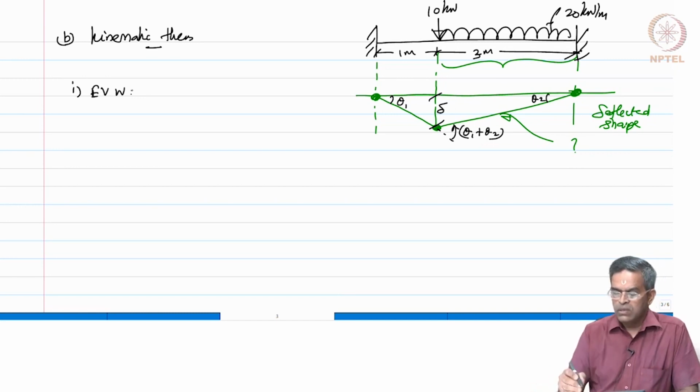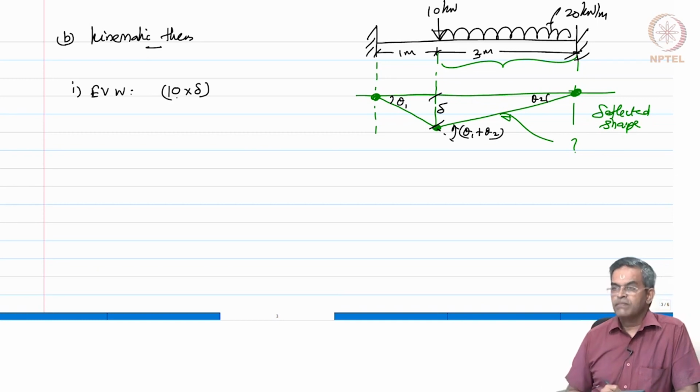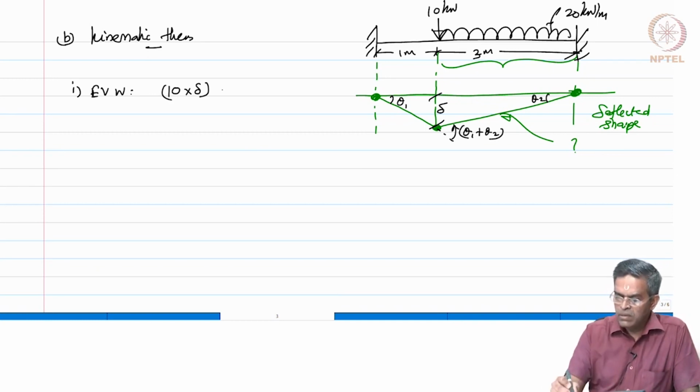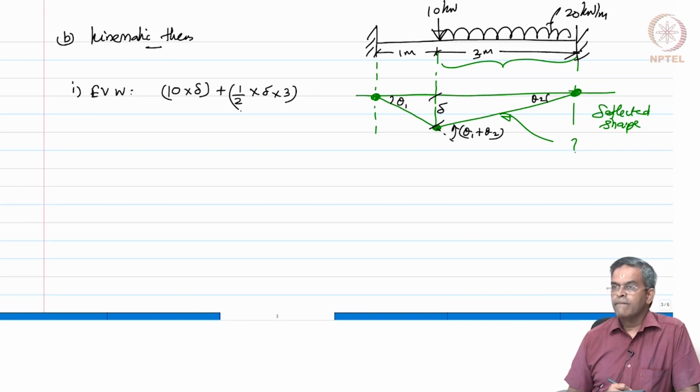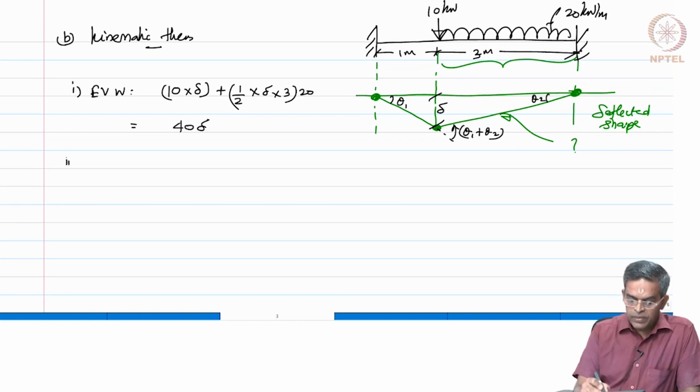There are two loads here. So, the point load multiplied by this displacement. When there is a UDL, we have to find the area. So, half into base into height into the intensity of the load, which will give me 40 del. So, the second one is internal virtual work.